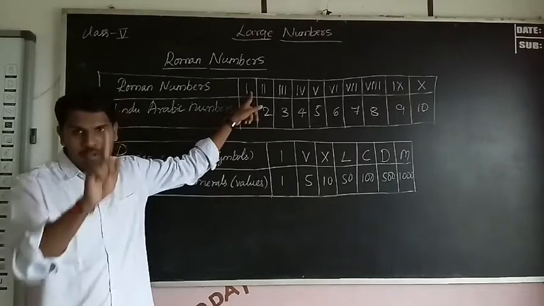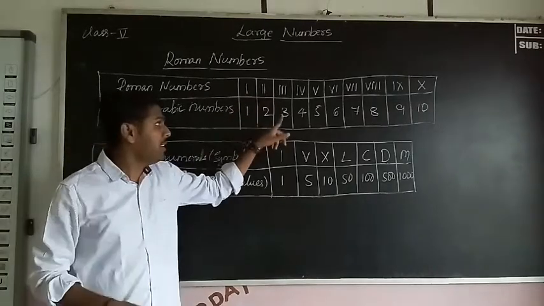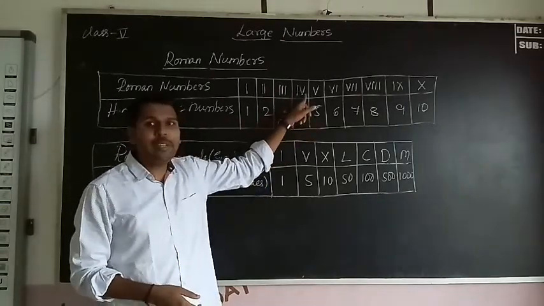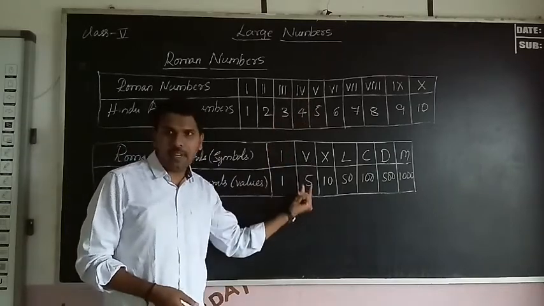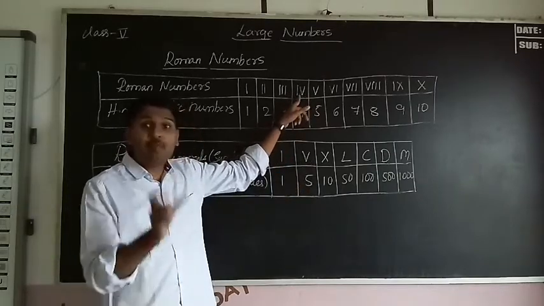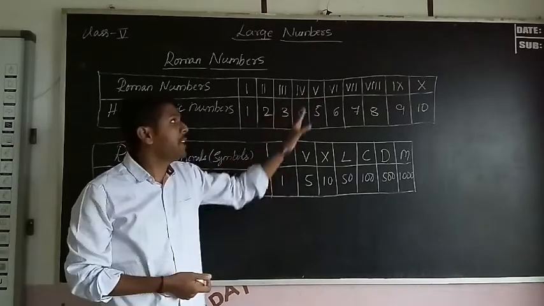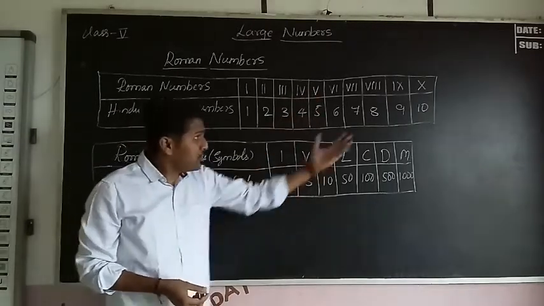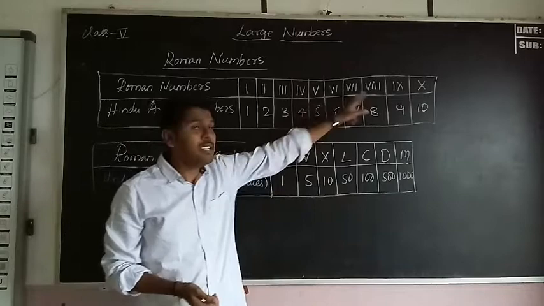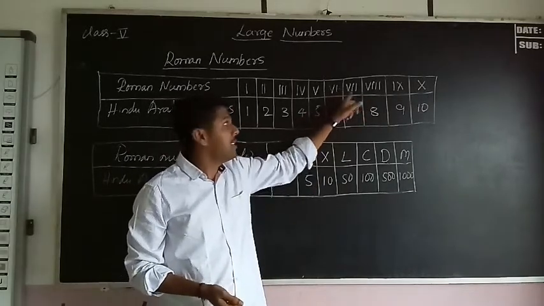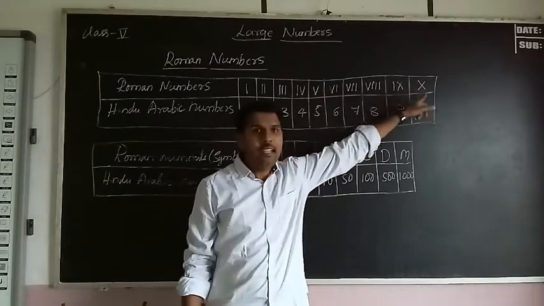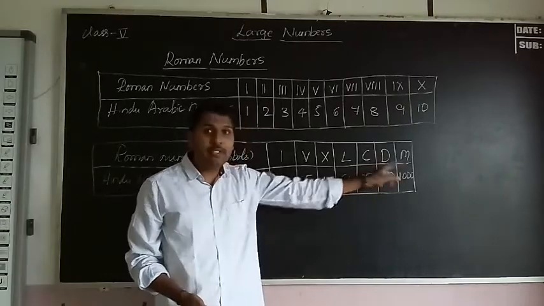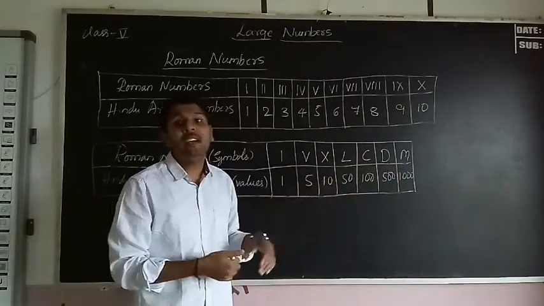So 1 means I, 2 means II, 3 means III, and 4 means IV, where the V value is 5. If you write a smaller value before a larger value, you subtract the smaller value from the greater number. I will write down the rules later. So these are the Roman numbers: 5 is V, then 6, 7, 8, 9, 10. And these are the general symbols, the 7 letters. By using these 7 letters, you can write the different Roman numbers.